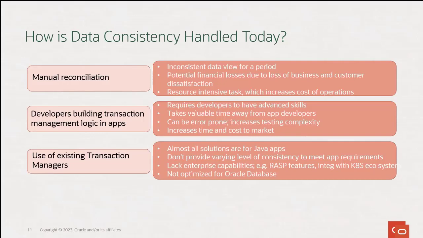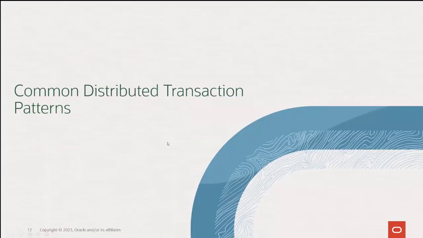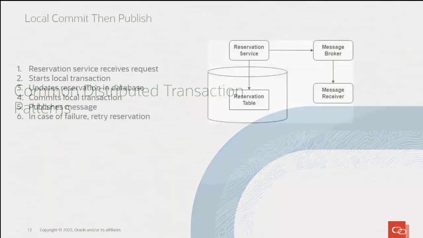Or you can use existing transaction managers. The only trouble with that is that they're almost all for Java applications, or they tend to be for a single language and a single environment. And they typically only provide a single model of consistency. And we'll talk about some of those models or patterns for data consistency in a second. Or they may lack things like RASP capabilities: reliability, availability, scalability, and performance. So okay, let's continue. What are some of the common patterns for dealing with distributed transactions?